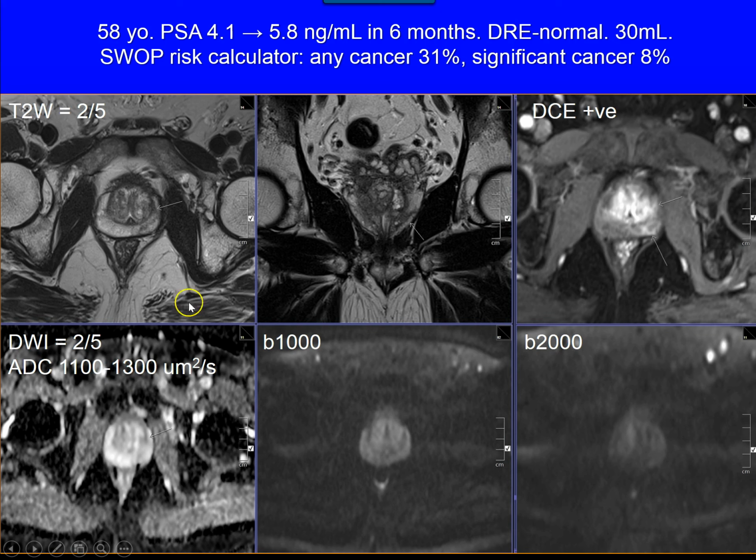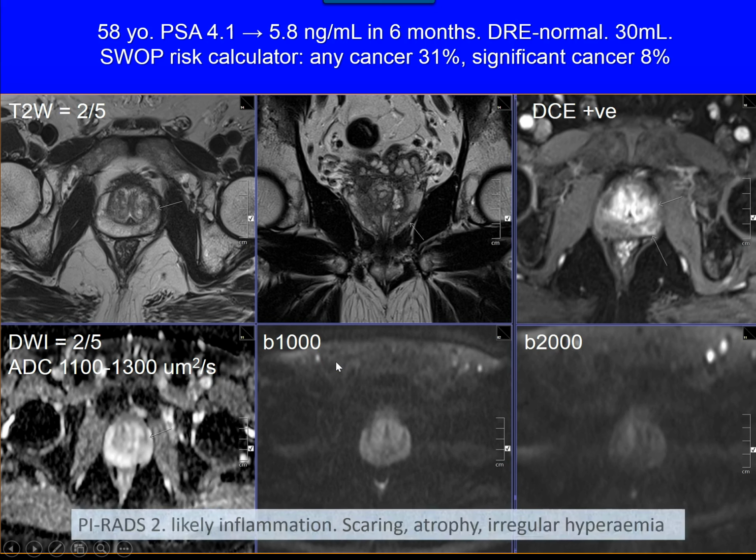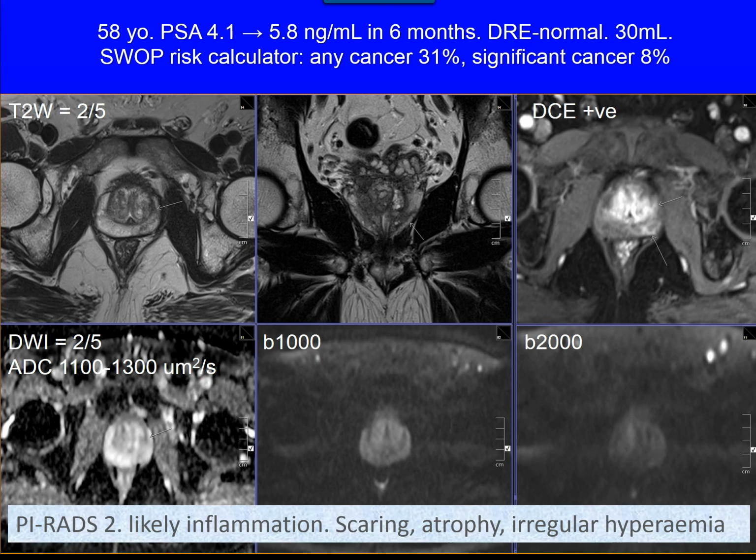So you can see in the peripheral zone there are these areas of linear band-like low signal change which shows diffuse enhancement. No abnormality on the high b-value image, nothing on the ADC map. So, what is this? This is inflammation. This is a PI-RADS 2 lesion. This is inflammation. There is atrophy. There is irregular hyperemia. There is no mass. This patient, in fact, does not require a biopsy.